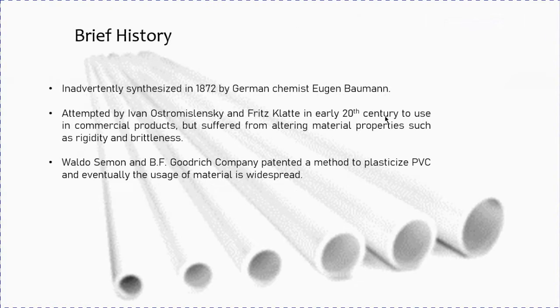Before entering the main description, I would like to share some brief history about PVC. The material was inadvertently produced in 1872 by German chemist Eugen Baumann. The synthesis was later attempted by Ivan Ostromislensky and Fritz Klatte in the early 20th century for its usage in commercial products, but they suffered from manipulating the mechanical properties of PVC, such as its rigidity and brittleness. An advanced synthesis was then patented by Waldo Semon and the B.F. Goodrich Company, who were able to plasticize PVC. The usage of PVC has been widespread until today.